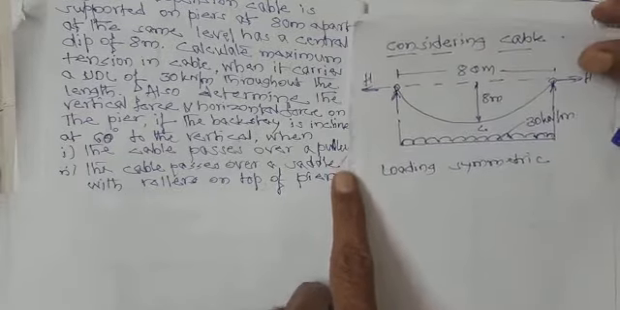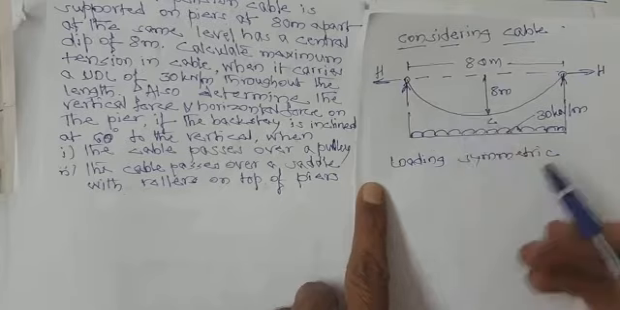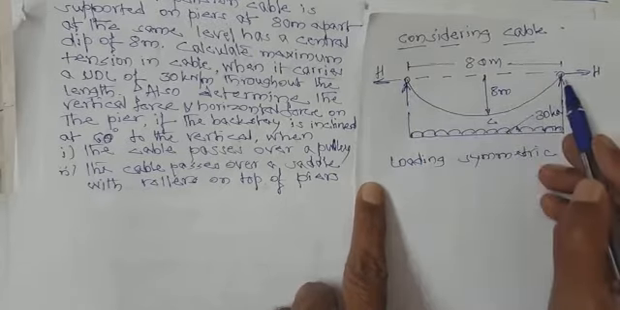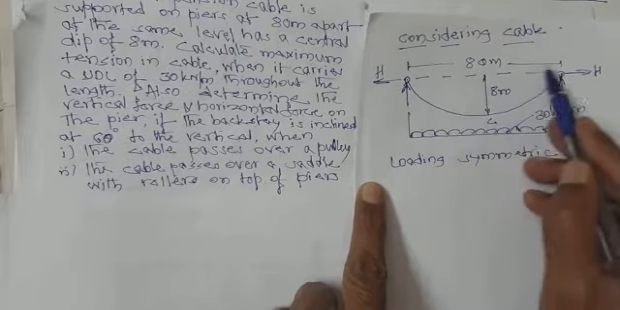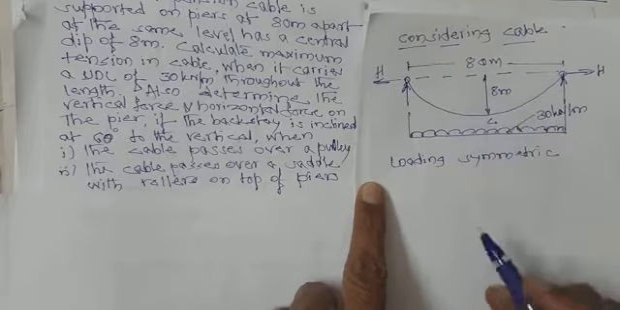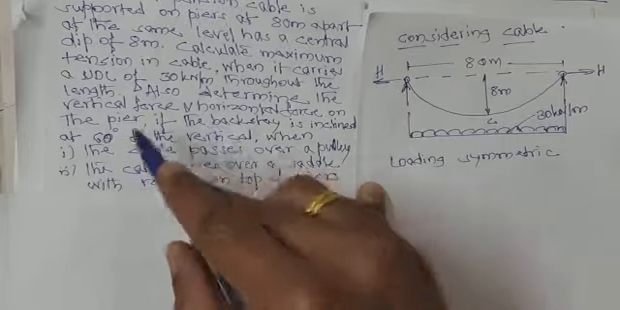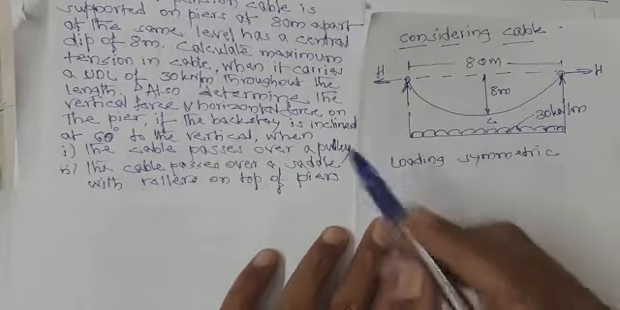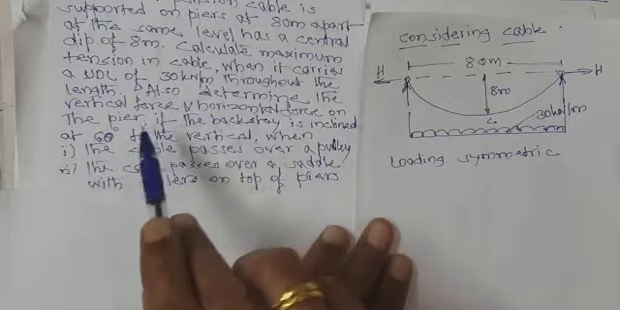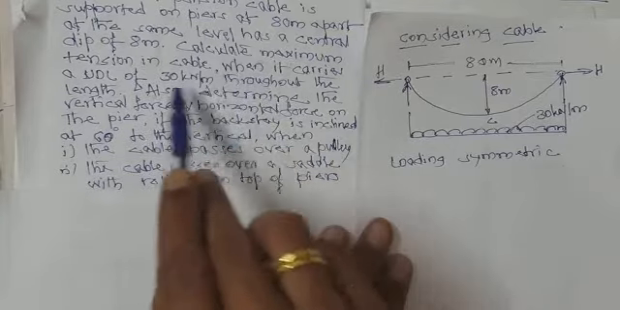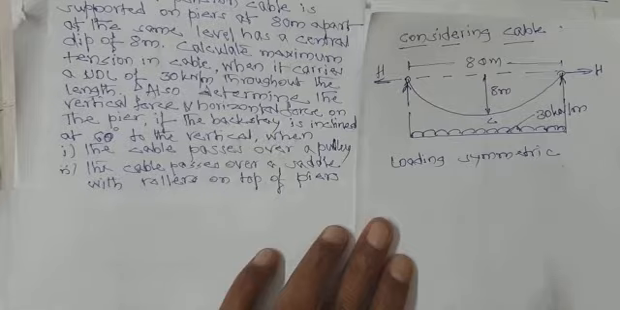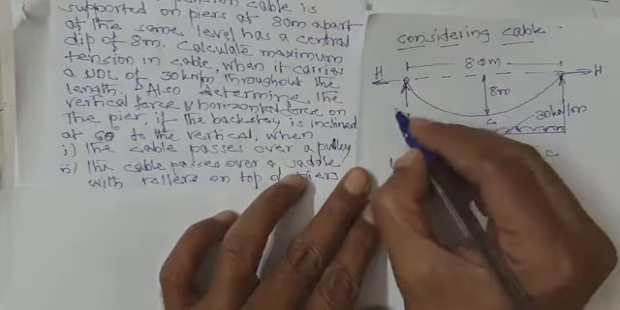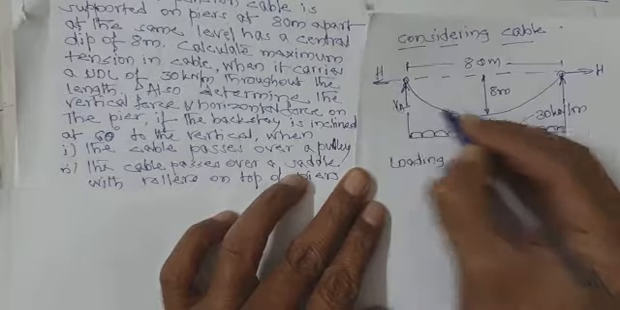cable. If you draw the free body diagram of the cable, this will be support A, this will be support B, and it is at 80 meter. Central dip is 8 meter. It carries a UDL of 30 kilonewton per meter. So first you have to calculate the first part. What is asked? Calculate the maximum tension in the cable when it carries a UDL of 30 kilonewton per meter. So first let us calculate the support reactions and maximum tension.